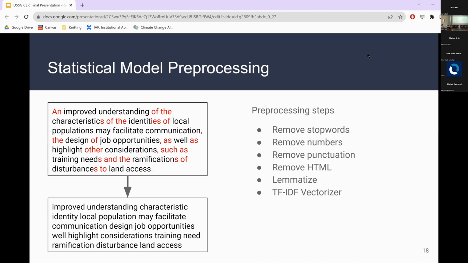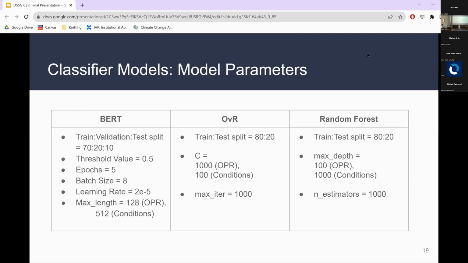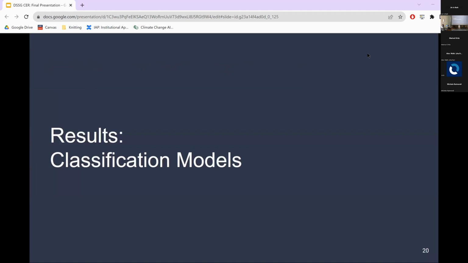We then applied a TF-IDF vectorizer to our words to convert them into a numerical matrix. TF-IDF is a statistic that reflects how important a word is within a document or within a collection of documents. And so we use that to convert our text to numbers so that the models can interpret them and work. These are the parameters for our 3 different models. I'm not going to really talk about them, but if you'd like to take a look, we have them here. Then Annabelle will go over our results.